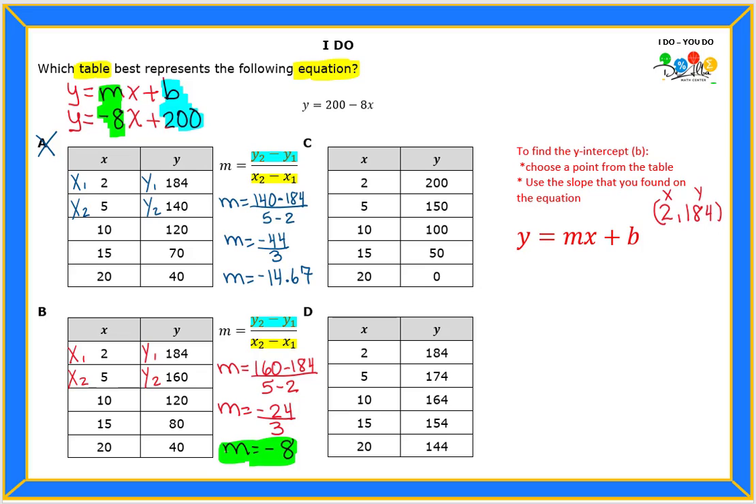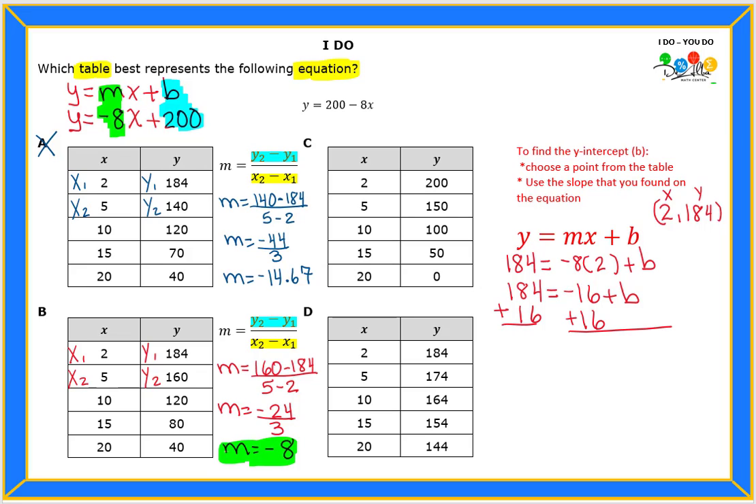What I'm going to do next is replace those in my equation. So y is 184. m, we found it earlier, it's negative 8. x is 2. And the b, I still do not have an answer. That's what I'm looking for. So I'm going to continue with my equation. Negative 8 times 2 is negative 16 plus b. I need to leave b by itself, so I need to get rid of the negative 16. And the opposite of a negative 16 is a positive 16.